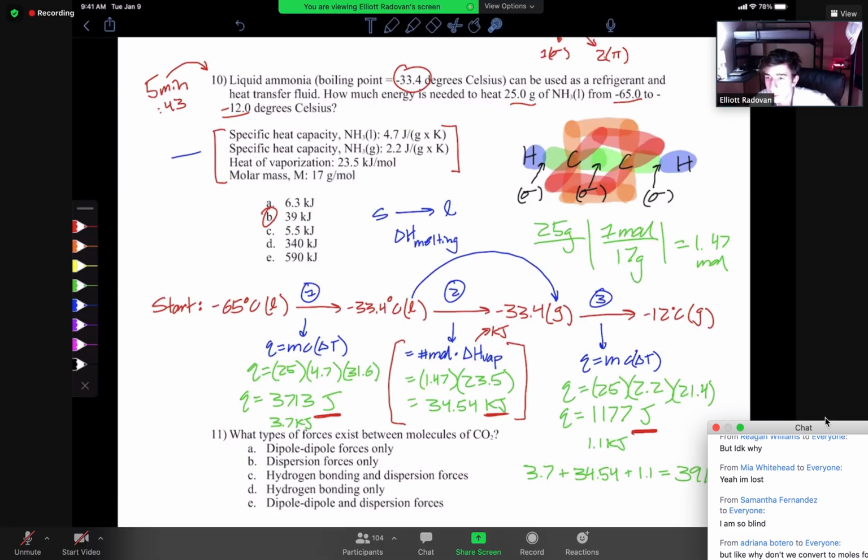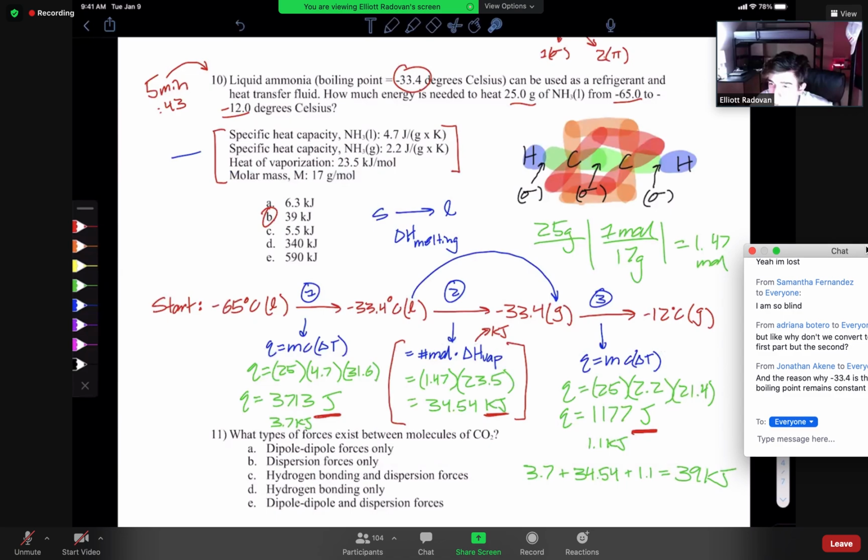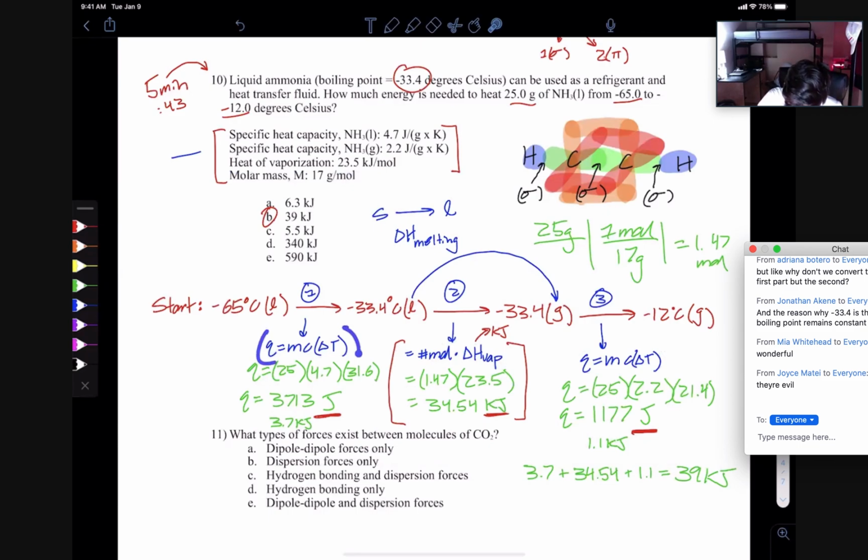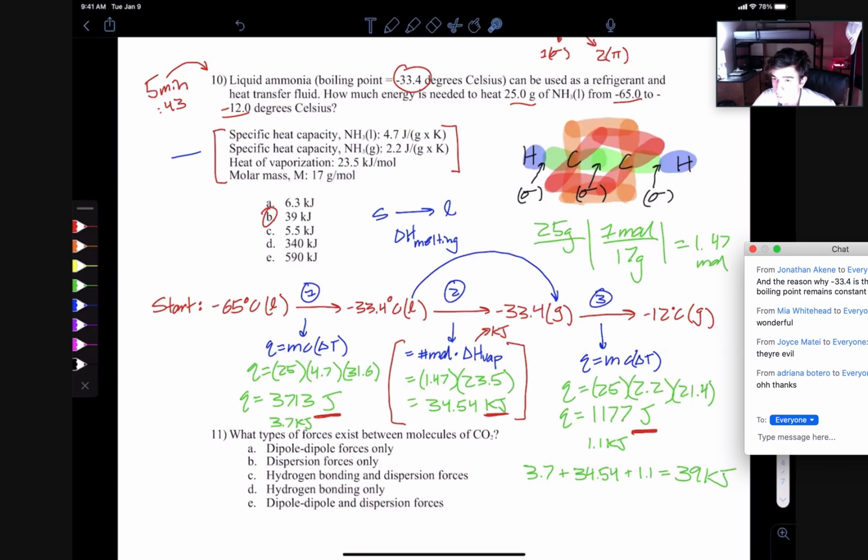Someone's saying, why don't we convert to moles for the first part but not the second? It's because we're using different equations, okay? With Q equals MC delta T, that's talking about mass, so we just use grams. But when we're doing our vaporization, it's the number of moles times the delta H of vaporization. So it's just something you have to know.